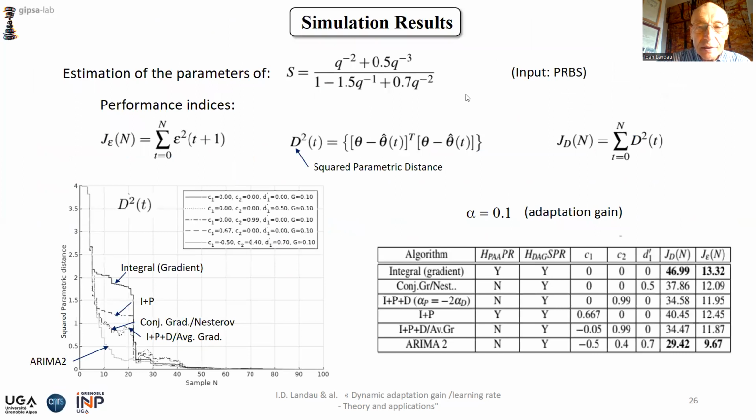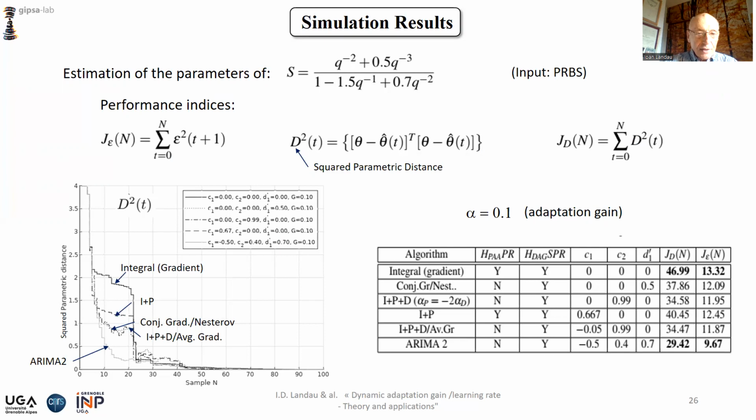Now, in this slide, we have some simulation results related to the identification of this second-order model, which is excited by a pseudo-random binary sequence. And to evaluate the performances, we have considered a quadratic criterion on the adaptation error, the square of the parametric distance, and of course the sum of the parametric distance.